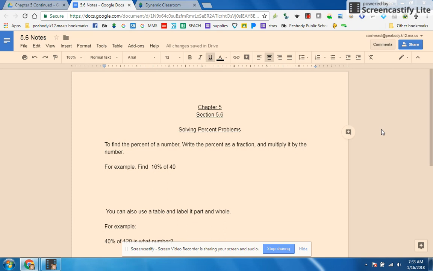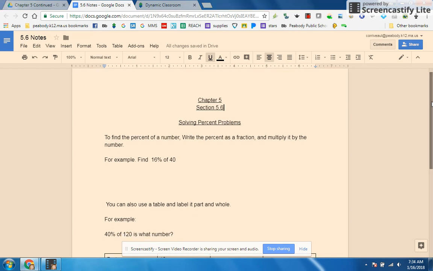Also, if you go out shopping and you find something and it's 20% off of the price, this is the math you would do to figure out how much money you get to save and what the new price is. So this is a good lesson because it's used all the time in the real world. It's called finding the percent of a number. So to find the percent of a number, you write the percent as a fraction, which you've already learned how to do, and then multiply it by the number.